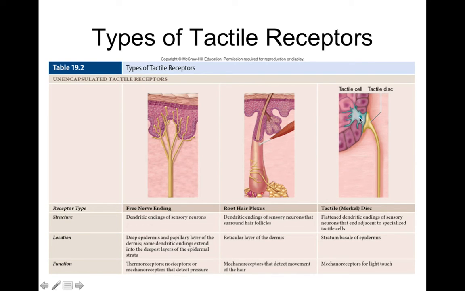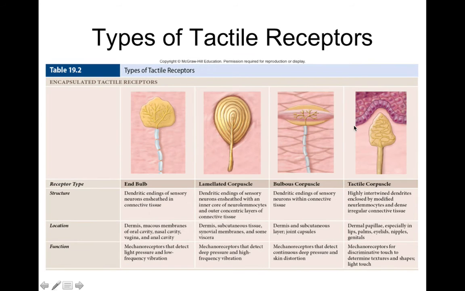And these are located throughout skin. Now for the encapsulated varieties, you can see that these look drastically different than the unencapsulated varieties. In fact, the ends of these encapsulated varieties have kind of specialized endings, which are made of either things like connective tissue or even glial cells, which help give these structures some more highly specialized functions.